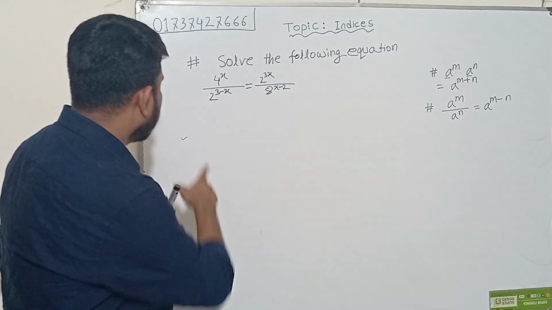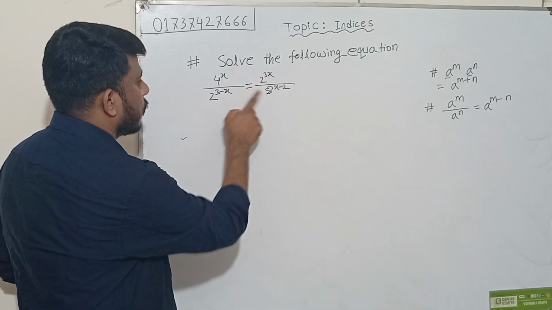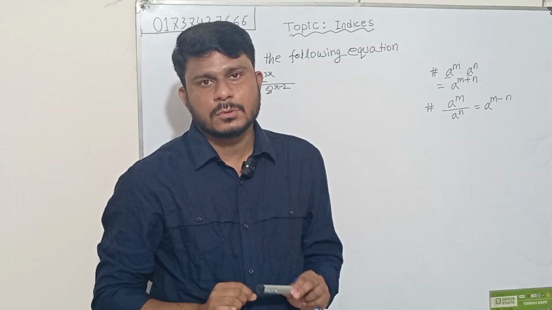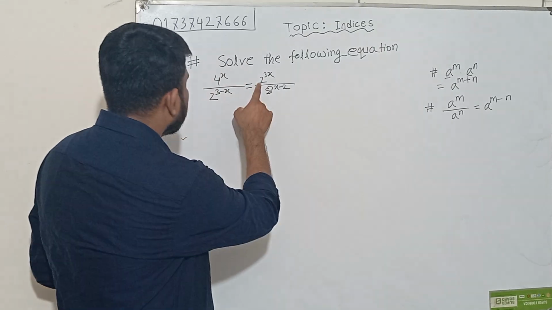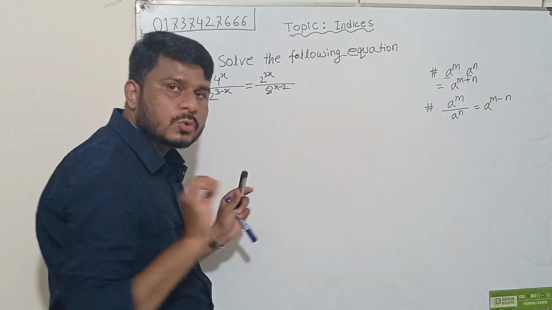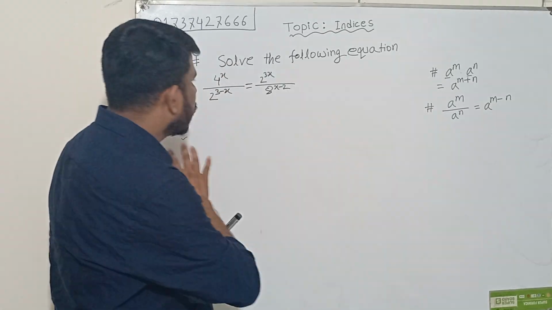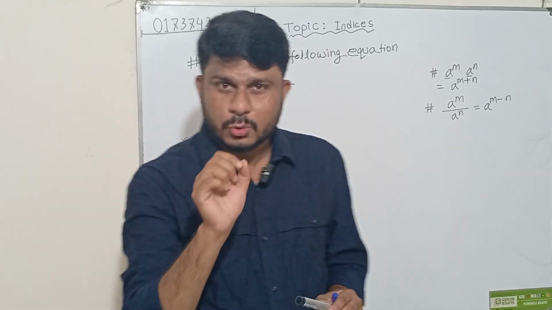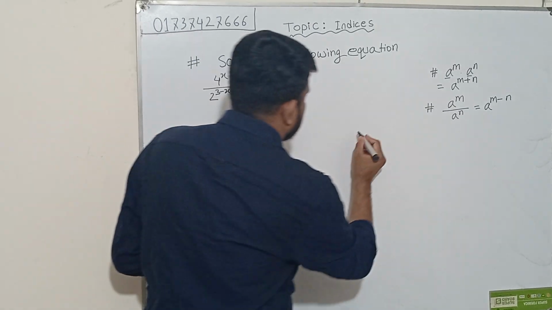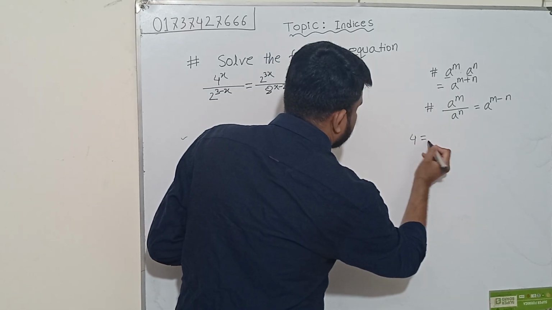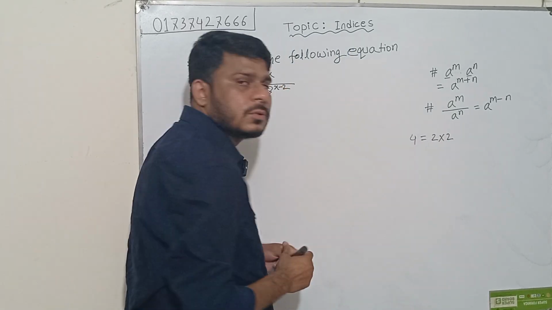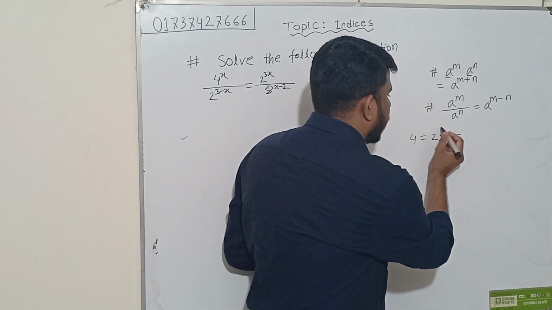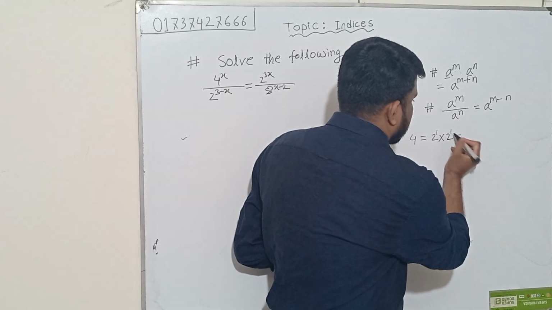Here we have 2, 4, and 8. We have to find which base is the smallest first. Here among 2, 4, 8, 2 is the smallest, so we try to make all the bases 2. This is 4, so 4 equals 2 multiplied by 2. We can write it with powers: nothing means power 1, and nothing means power 1.